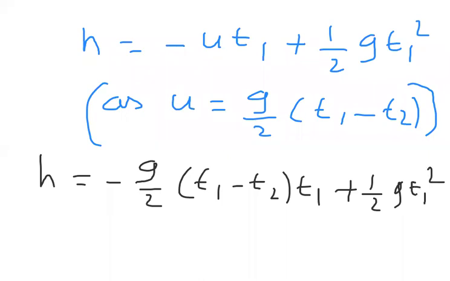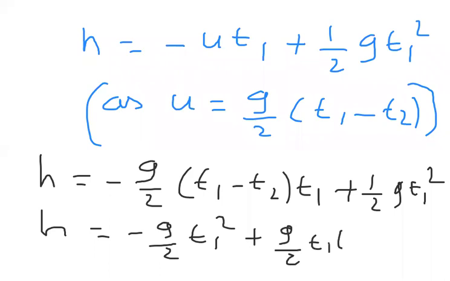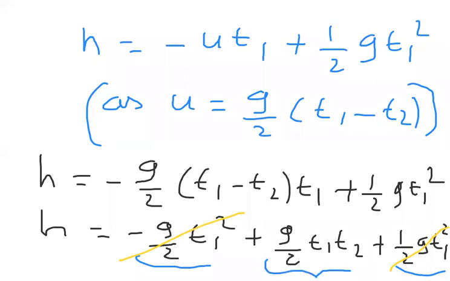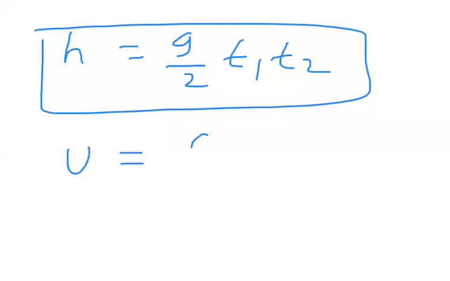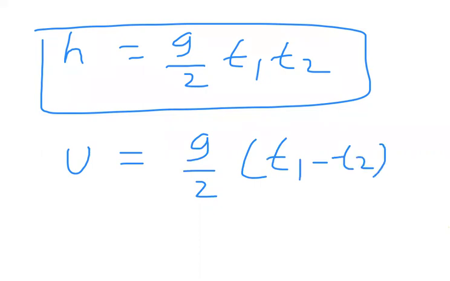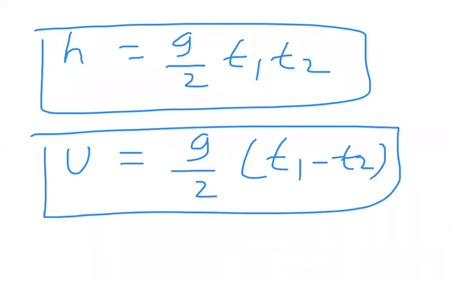So expand these terms. h is equal to minus g by 2 t1 into t1 square minus minus plus g by 2 t1 t2 plus of gt1 square. Observe carefully: when I expanded, these terms are equal, so I can cancel them. What am I left with? I am left with g by 2 t1 t2. So h is equal to g by 2 t1 t2. And in both cases, the velocity u is g by 2 into t1 minus t2, and h, the height of the tower, is g by 2 t1 t2.